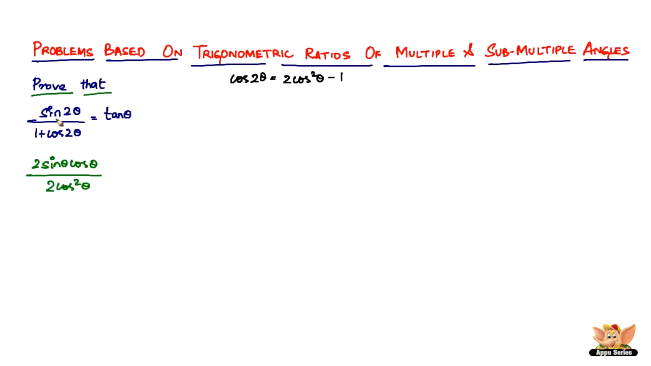And I'm sure you know sin 2θ is 2 sin θ cos θ. That's a straight formula. So now what is this going to be? We just have to break this down. One cos θ and one cos θ get cancelled. Alright, so we've got 2 and 2 also get cancelled. So sin θ and one cos θ remain here. So sin θ by cos θ is nothing but tan θ. So see, it's that simple. One of the most basic problems based on trigonometric ratios of multiple and submultiple angles.